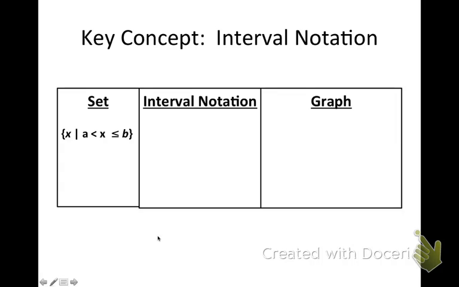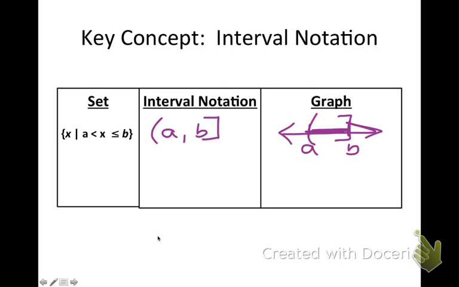Is A included in this case? No. Is B included? Yes. So this would be a parenthesis A, bracket B. Do I have to do the graph, or do you know what the graph would look like? I'll just do it quick in case you want it. So it would be A, parenthesis, B, bracket, shade in between.